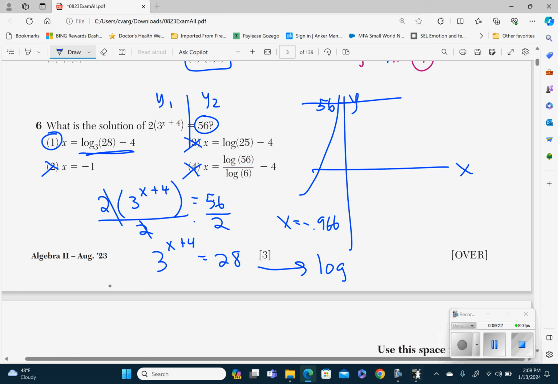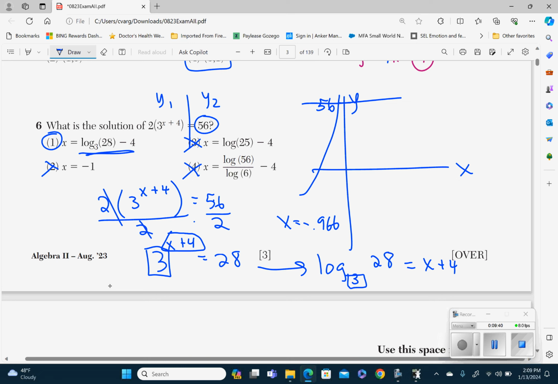So my base is right here at the bottom. So I put 3 at the bottom. The answer to a log is my exponent. So I'm going to put the x plus 4 over here. And then I'm going to put 28 right here. This is already looking like my answer choice number 1.